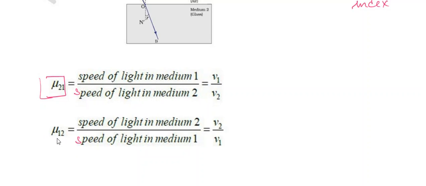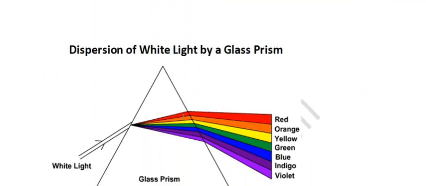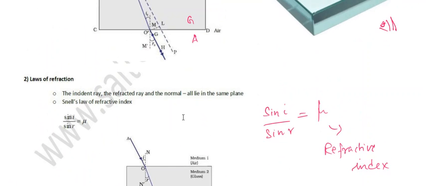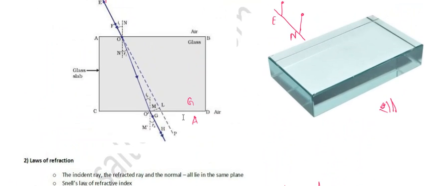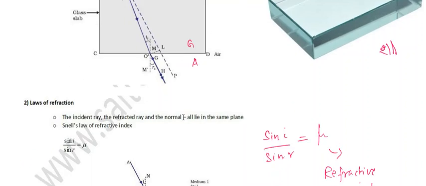Similarly, mu 12 means the refractive index of the first medium with respect to the second medium. In that case, it is the speed of light in medium 2 divided by the speed of light in medium 1, that is V2 by V1. Do you understand? Right. Now, let us move to the next. I hope now you should be able to understand the refractive index, what Snell's law is, and what this activity is.